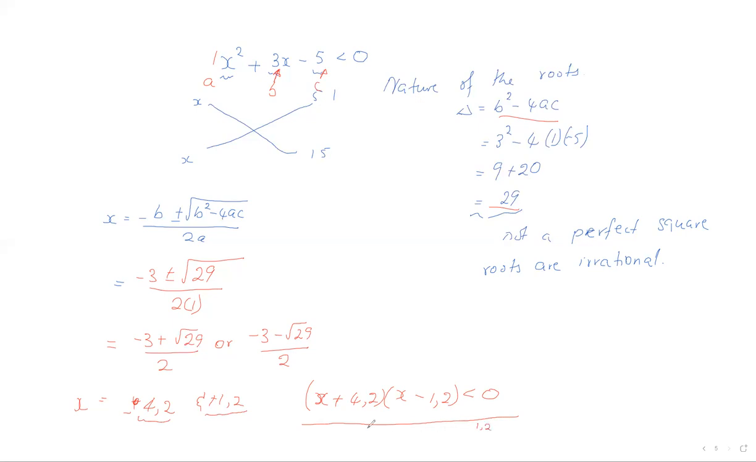1.2 here, -4.2 there, 0 there. Now, your graph presentation should be of this nature. That will be the presentation of that solution. I hope you got that.